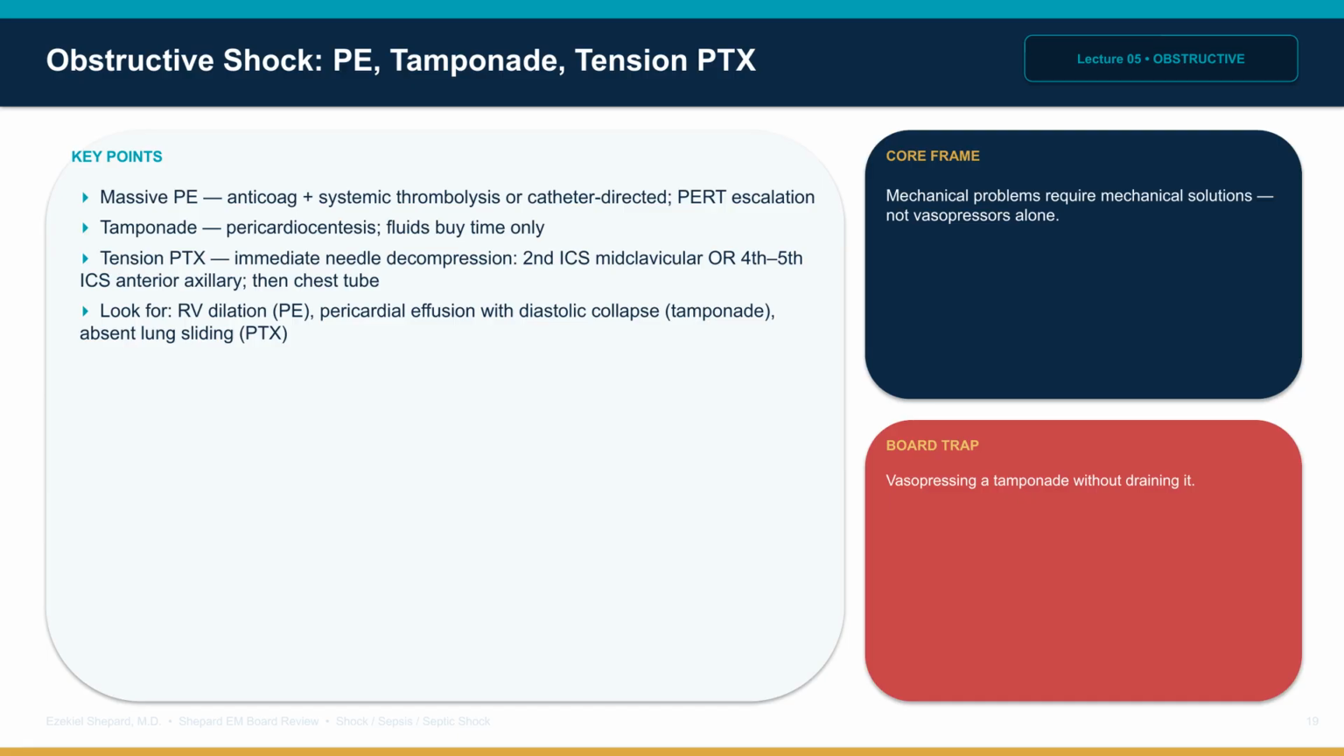Cardiac tamponade presents with hypotension, jugular venous distension, muffled heart sounds, and a pericardial effusion with diastolic right-sided collapse on echo. Treatment is pericardiocentesis, fluids buy time. Tension pneumothorax presents with hypotension, hypoxia, decreased breath sounds, and tracheal deviation in late presentations. Treatment is immediate needle decompression at the second intercostal space midclavicular line or the 4th to 5th intercostal space anterior axillary line, followed by tube thoracostomy. The board concept is that these are mechanical problems requiring mechanical solutions, not vasopressors.